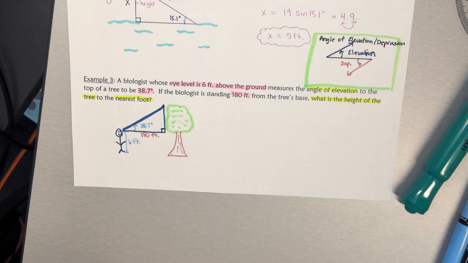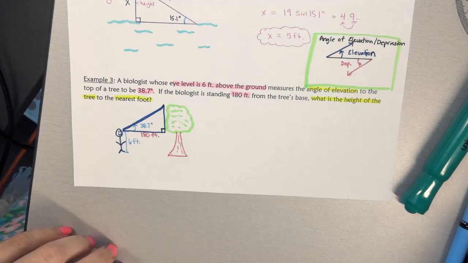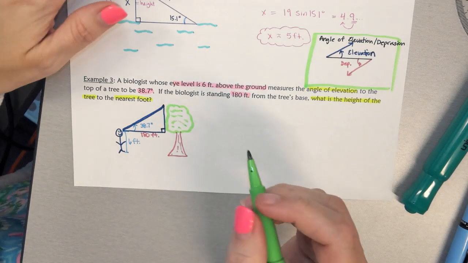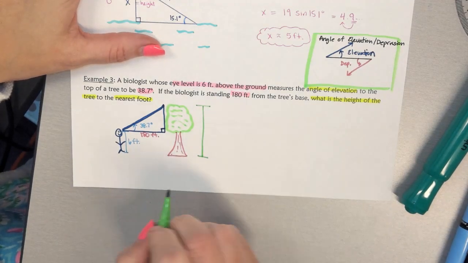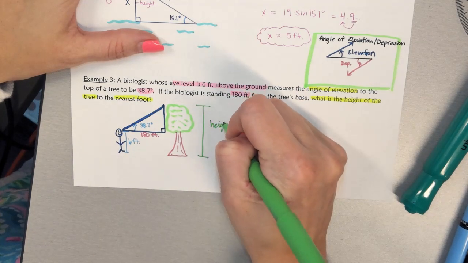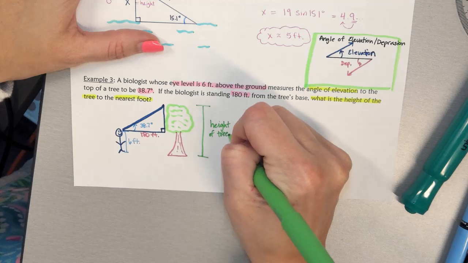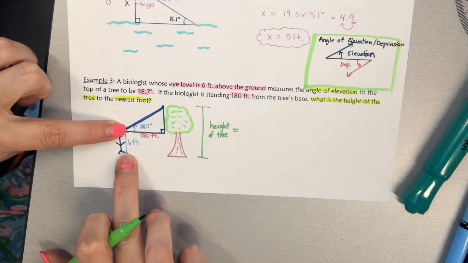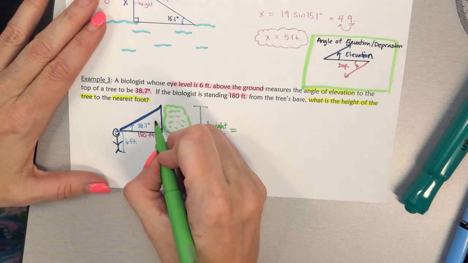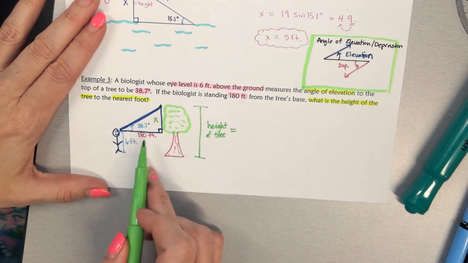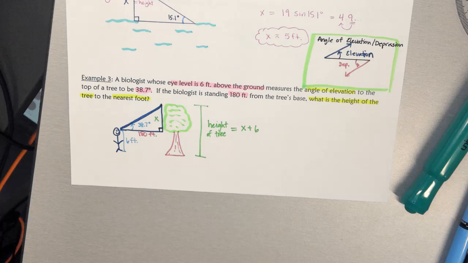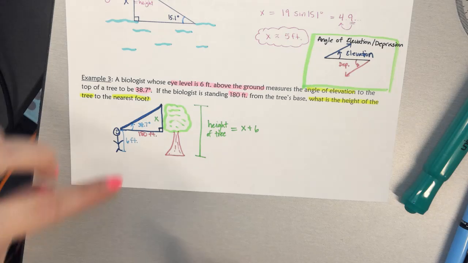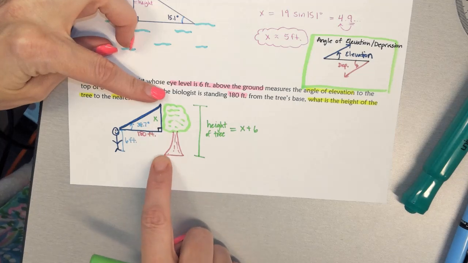And then what you have to find is what? The height of what? The tree. So you have to find this height, the height of the tree. We know from here to here it's 6. We don't know what this length is, we'll call it x. If we can find out what x is, all we have to do is add that to the 6 feet. So the height of the tree is this part of our triangle plus the 6 feet.